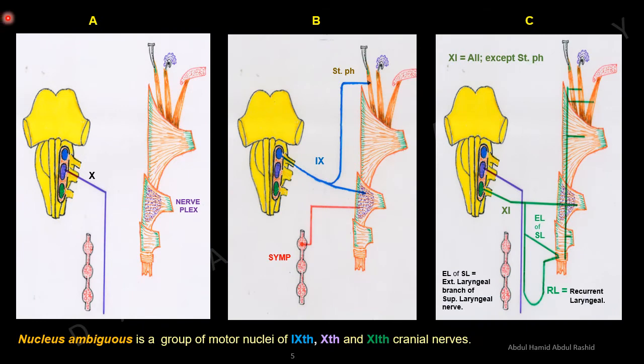We are showing 3 diagrams, A, B, and C. Each diagram we have part of the brain stem and medulla showing the nucleus ambiguus, in diagram A, diagram B, and diagram C. And in each diagram we are showing pharyngeal muscles. These 3 are constrictor muscles: superior constrictor, middle constrictor, and inferior constrictor.